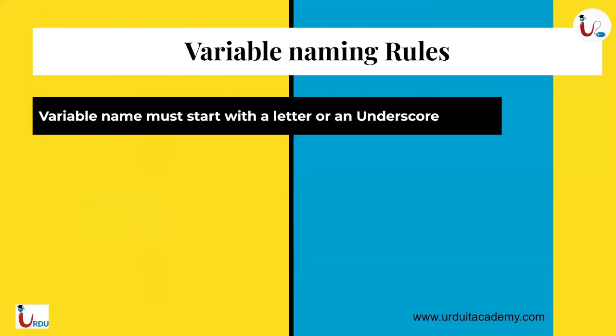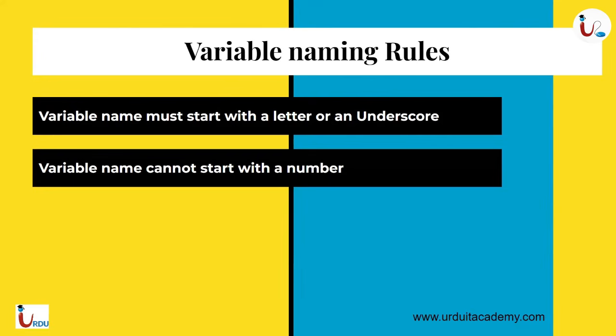It's very simple. The first rule, rule number 1, is that a variable name should start with a letter or an underscore. For example, you can create a variable as num1. That's okay because it's starting with the letter n, right? But you can never start a variable name with a number. Which means num1 is okay, it's allowed, but 1num is not allowed.